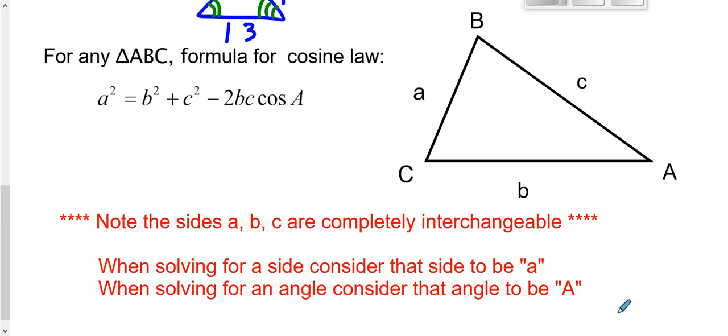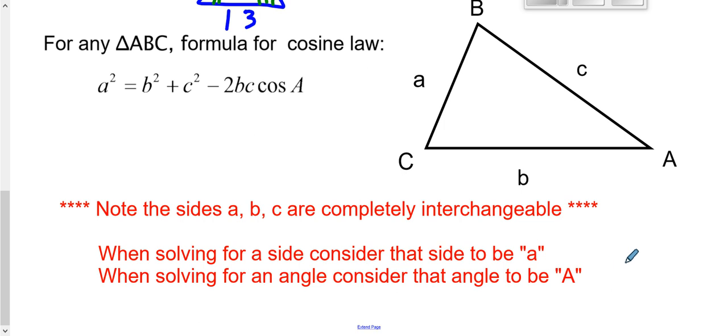Some tips to share with you. Note that sides A, B, and C are completely interchangeable. Here we drew the angle A here, and B and C. You can put A here, B here, C here. It doesn't have to be A always at this spot, B this spot, and C this spot. When solving for a side, consider that side to be A, because then you just plug in numbers here, here, here, here, and here, and find your unknown side.